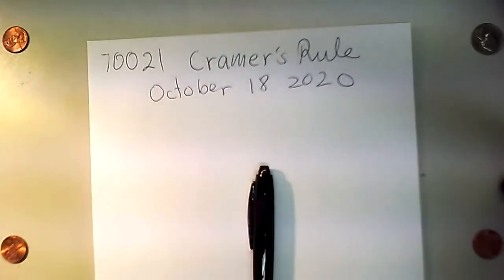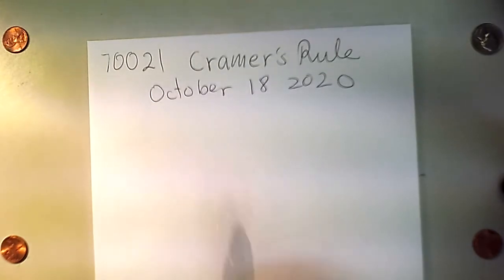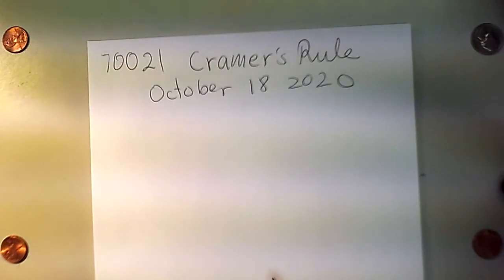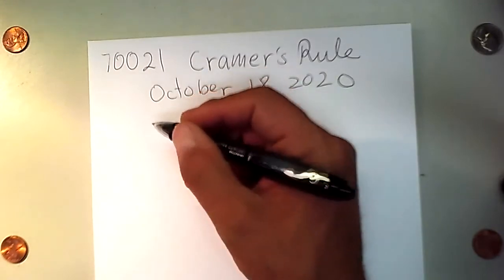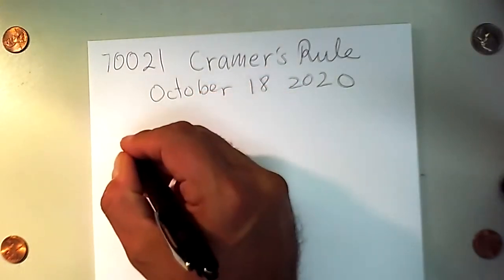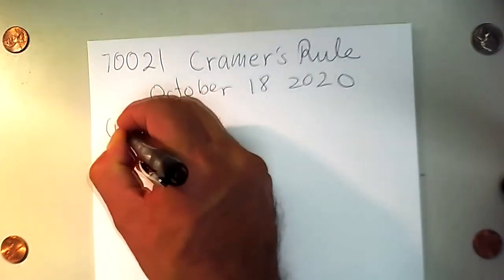All right, we're gonna do Cramer's rule and other subtopics about Cramer's rule, including the inverse of a matrix. So this is very algebraic. We are using a lot of algebra to do this. Let's start with an example.